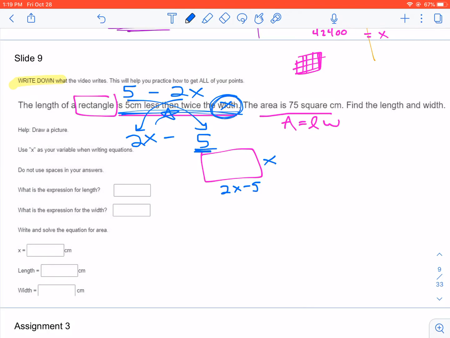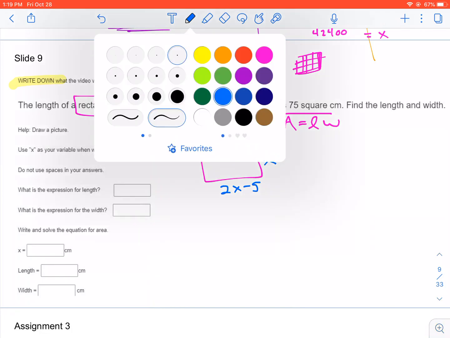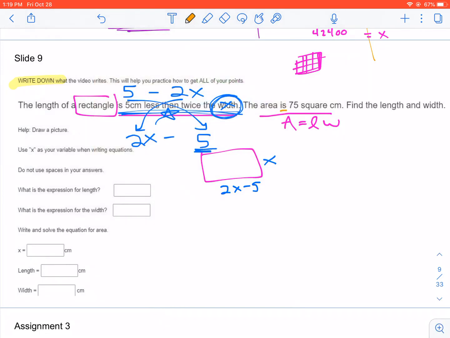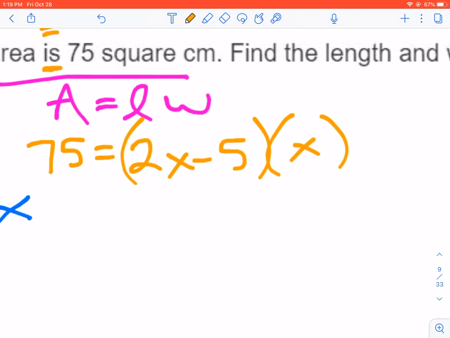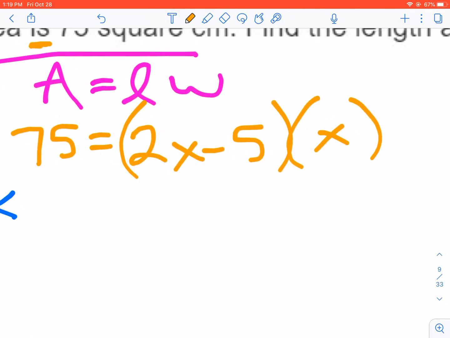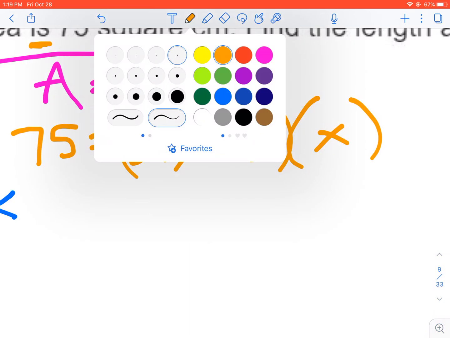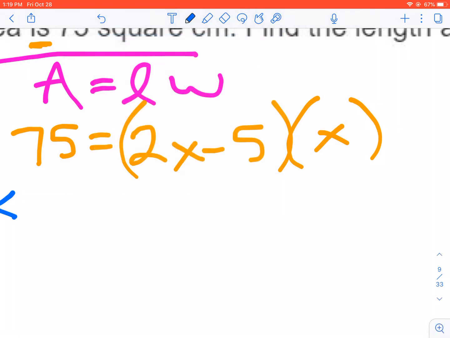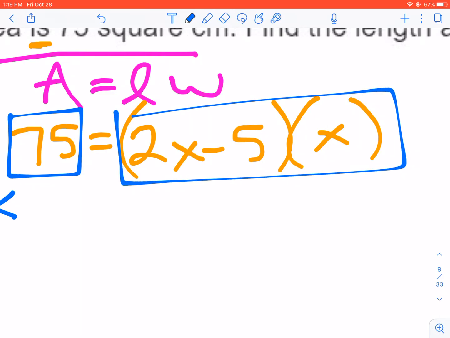Okay. So now we're going to plug it into that formula that I had. The area is means equals. So in the place of A, I can put 75. The length we said was 2x minus 5. And then we're going to multiply that by our width, which is x. Okay. So this is what we have, and I'm zooming in so it doesn't look as complicated. When you only have one letter, you can do the trick that I have been showing you using Desmos, where we type in the left and we type in the right.